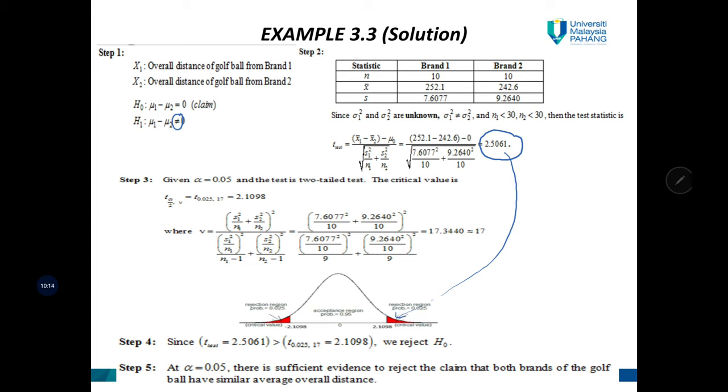And the last step, step 5, is the conclusion for the claim. So reject H null. Meaning that in this case, reject H null is the same as we reject the claim. So at alpha 0.05 there is sufficient evidence, because we reject H null. Here we reject H null, and at the same time we reject the claim. So that's why there is sufficient evidence to reject the claim.